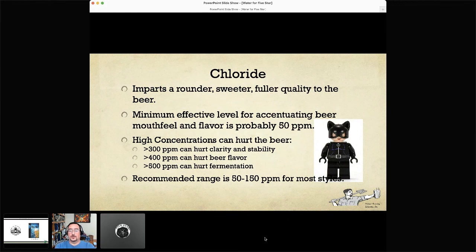Chloride is the counterpart to sulfate, and it tends to round out the malt character of the beer, making that malt character rounder, fuller, sweeter. Generally, we're looking at anywhere from 50 to 150 ppm for most styles. If you go over 200 up to 300, then you really start impacting beer clarity and stability. Beer flavor starts turning salty, and you can really impact your yeast health and the corrosion resistance of your stainless steel. So high chloride is not recommended beyond 200 ppm.